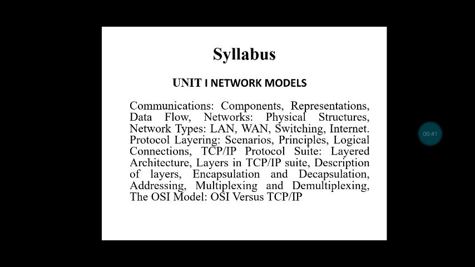What is meant by TCP and UDP protocol, and layer architecture and layers in TCP/IP, and description of layers, and then encapsulation and decapsulation, addressing and multiplexing and demultiplexing, and the main topic is the OSI model and OSI model versus TCP/IP layers.